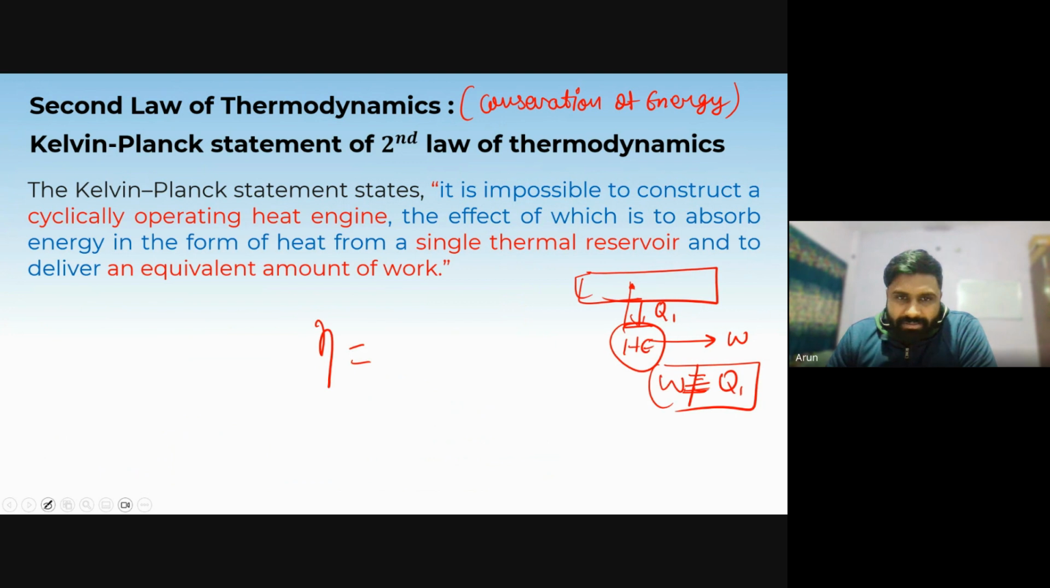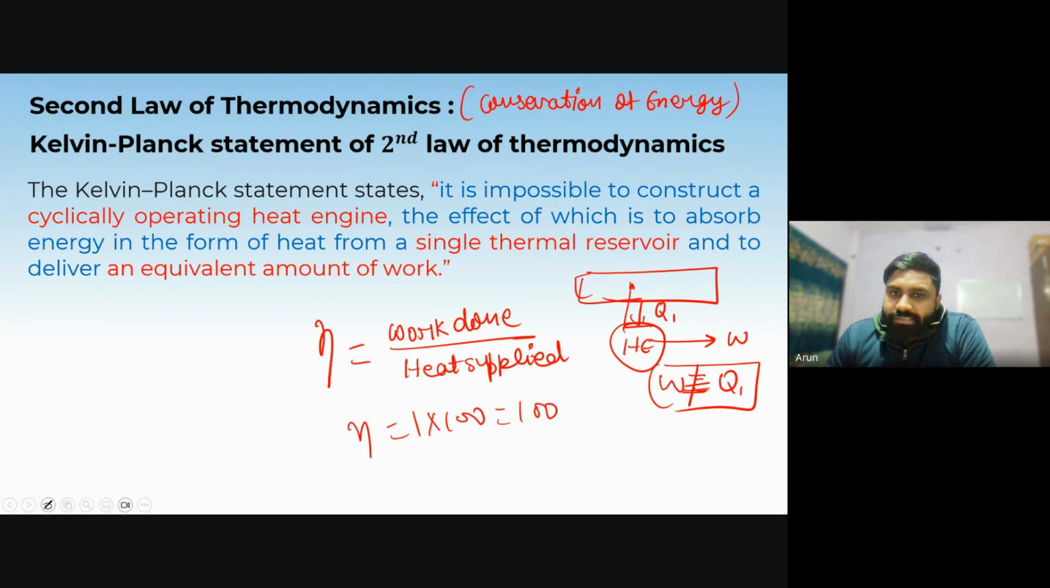It is the work done per unit input heat supplied. So if work done is same as the heat supplied, then eta would be 1, or in percentage it is 100% efficient. So it is not possible.